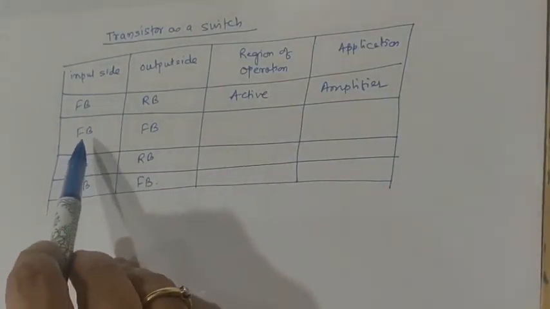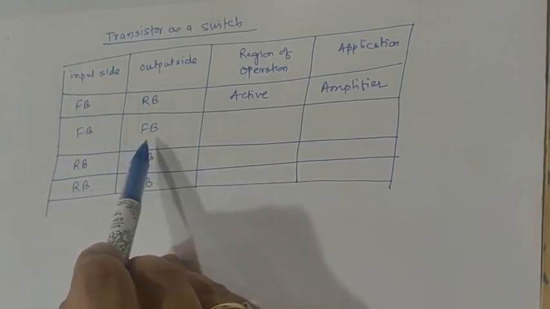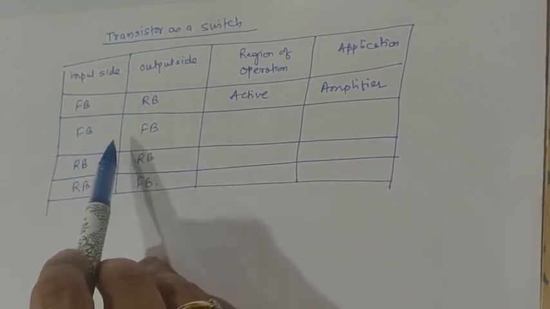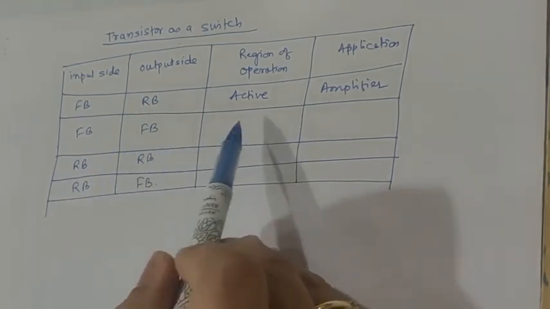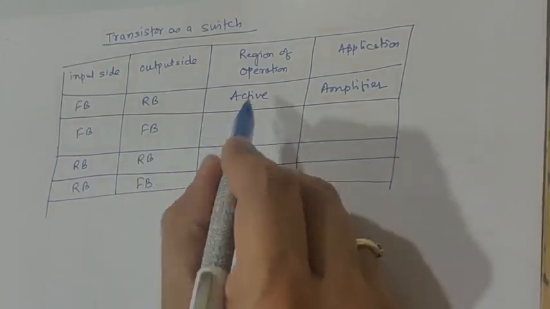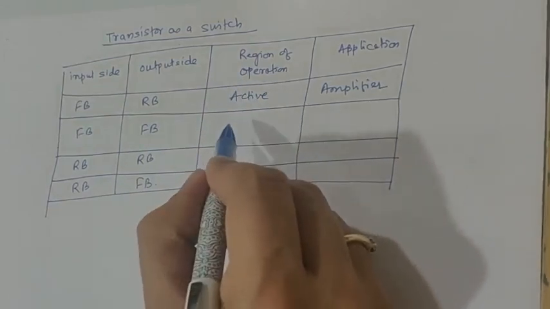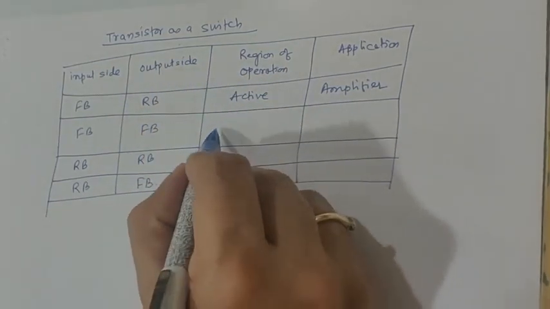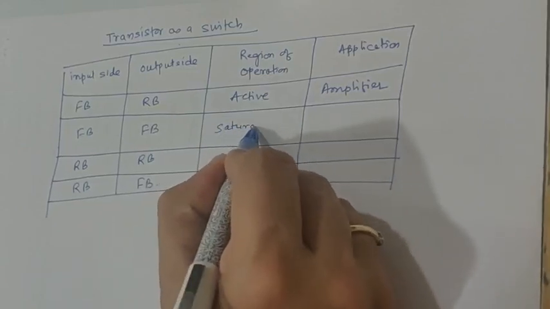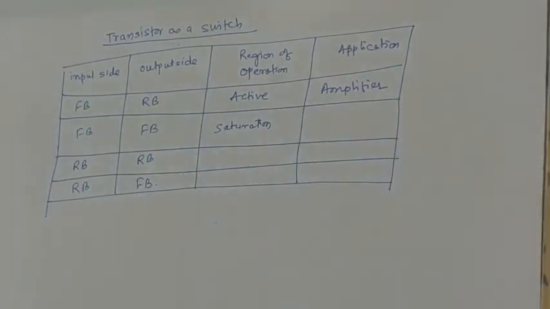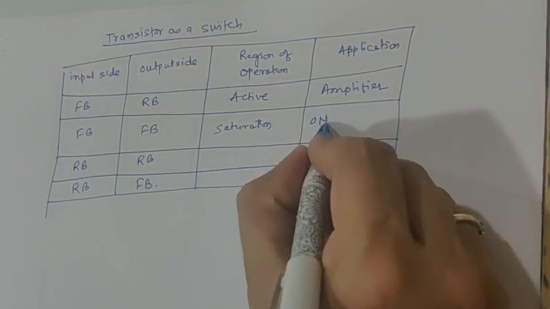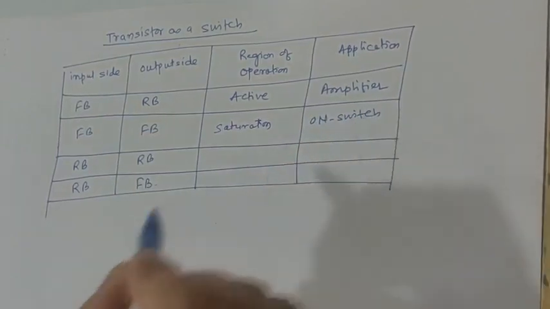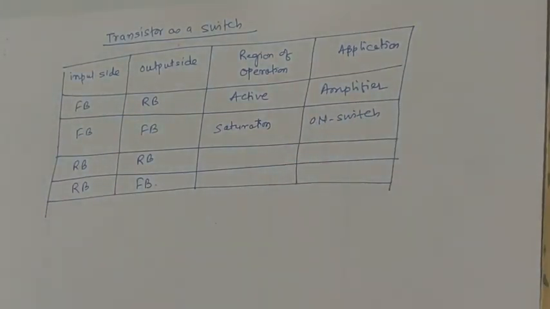If your input side is forward bias and the output side is also forward bias, of course the collector current will have contributions from both sides, and therefore a large amount of current will flow in the circuit, and that will drive the transistor into the saturation region. So this region where both sides are forward bias is termed saturation, and because a large amount of current is flowing, it is acting as a short, or an on switch, where a large amount of current will flow in the circuit.